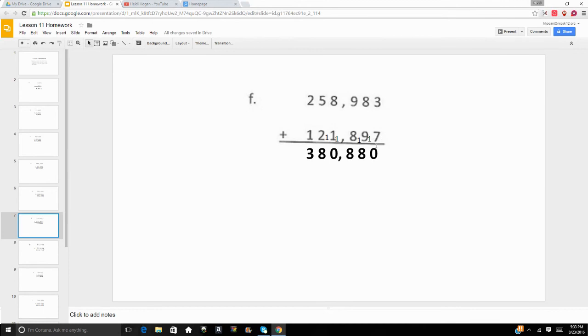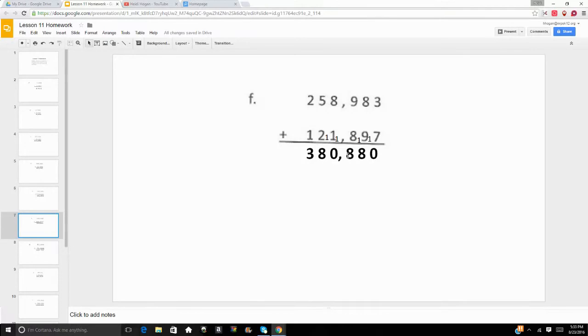3 plus 7 is 10. We can't have 10 ones, but we can have a 10. 8 plus 9 is 17 and 1 is 18. So we keep the 8 and regroup the 1. Oh, look, 9 plus 8. We just had 8 plus 9, so now we have 9 plus 8. So you need to hold on to that. 9 plus 8 is 17 and 1 is 18.